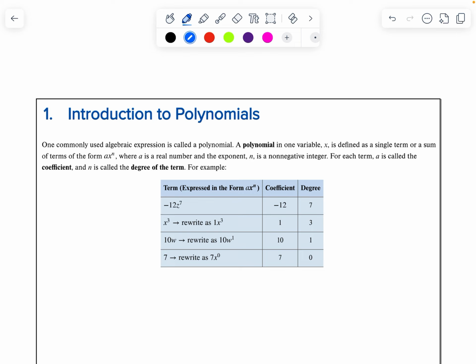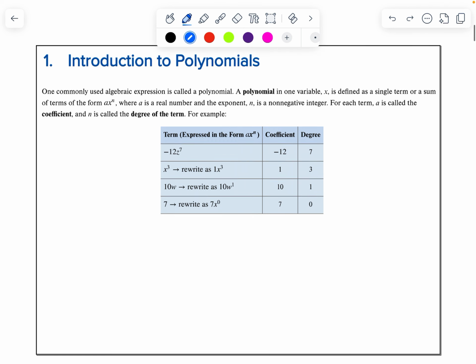Here, these are examples of polynomials down here. This is actually a polynomial in and of itself, but each term of a polynomial is separated by a plus or a minus. So I could give you an example. If I had negative 12z to the 7th plus x to the 3rd plus 10w plus 7, this is a polynomial. It's not in one variable, but it is a polynomial because it has only numbers, variables, and exponents that are combined with addition and subtraction.